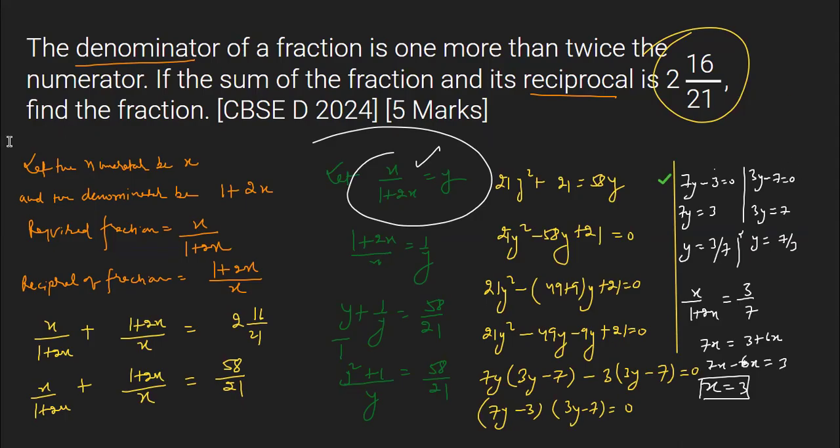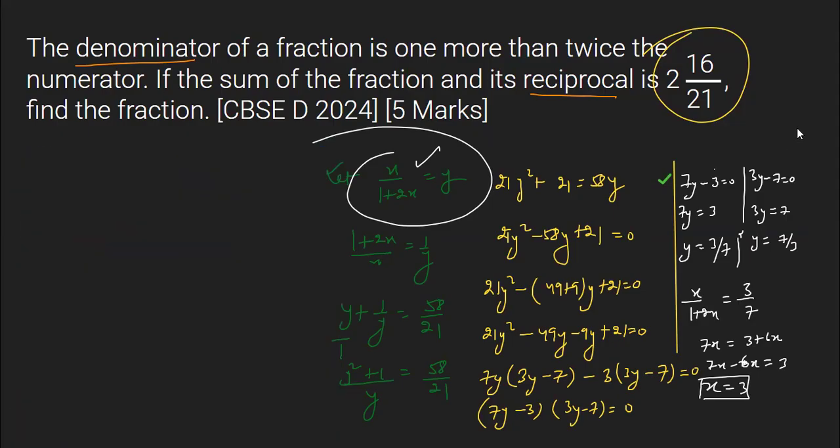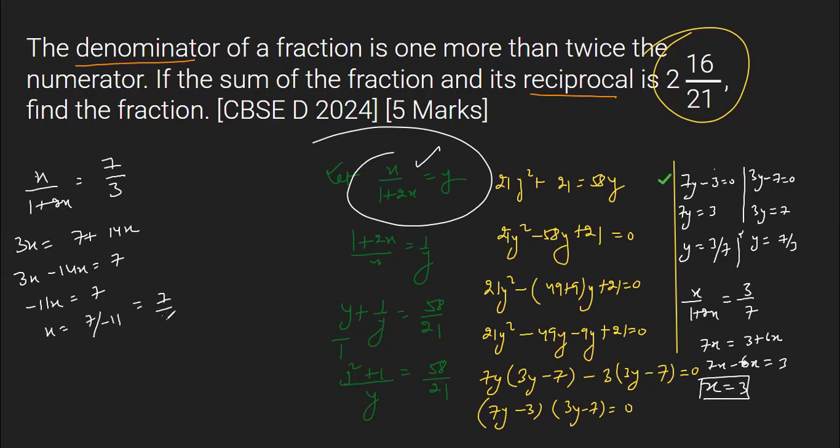Let me delete it one by one, otherwise it will become a lot of problem. Let's make some space. Yeah, here it is. So we got one value of x. Now we have to find the other value of x, right? So it is x upon 1 plus 2x equals 7 upon 3. Do the cross multiplication. It will be 3x equals 7 plus 14x. So it will be 3x minus 14x equals 7. So it will be minus 11x, right? So x equals 7 upon minus 11, which is 7 upon 11 with a negative sign.